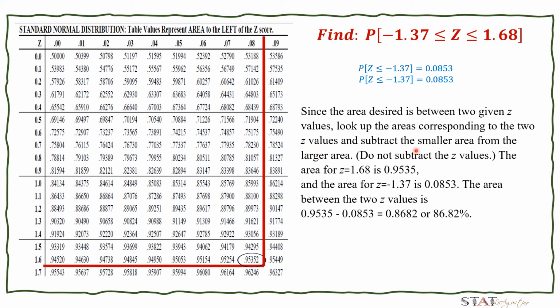and subtract the smaller area from the larger area. Again, do not subtract the z values, but the probabilities. So the area for z equal to 1.68 is 0.9535, and the area for z negative 1.37 is 0.0853. So the area between the two z values is, this is the greater area, 0.9535 minus 0.0853 is equal to 0.8682 or 86.82%.